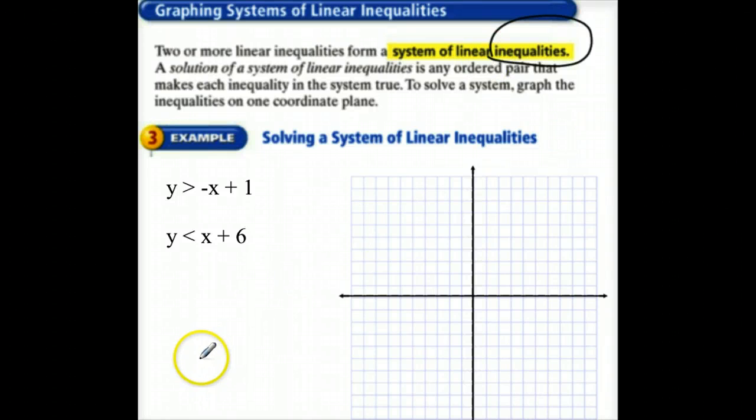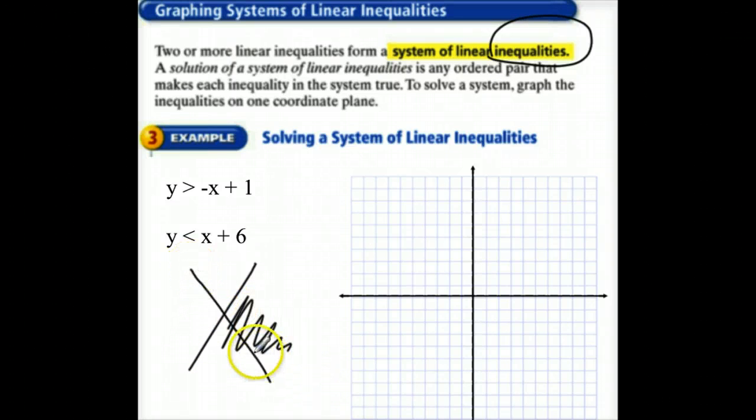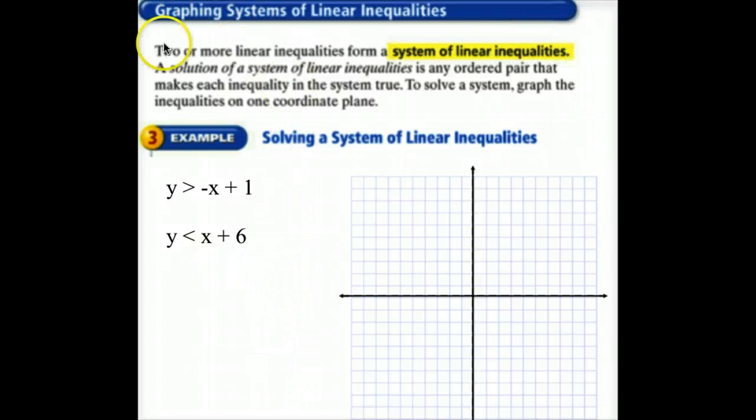So when we graph an inequality, remember that we shade all the solutions? Well, now if we graph two, there might be two shaded regions. We're looking for the shaded region that they both share. Let me show you how we do this. All right, so a system of linear inequalities is when you have two or more linear inequalities. It's the same thing as a system of linear equations, just now we have an inequality symbol. All right, so when you're given these, you want to graph them both.